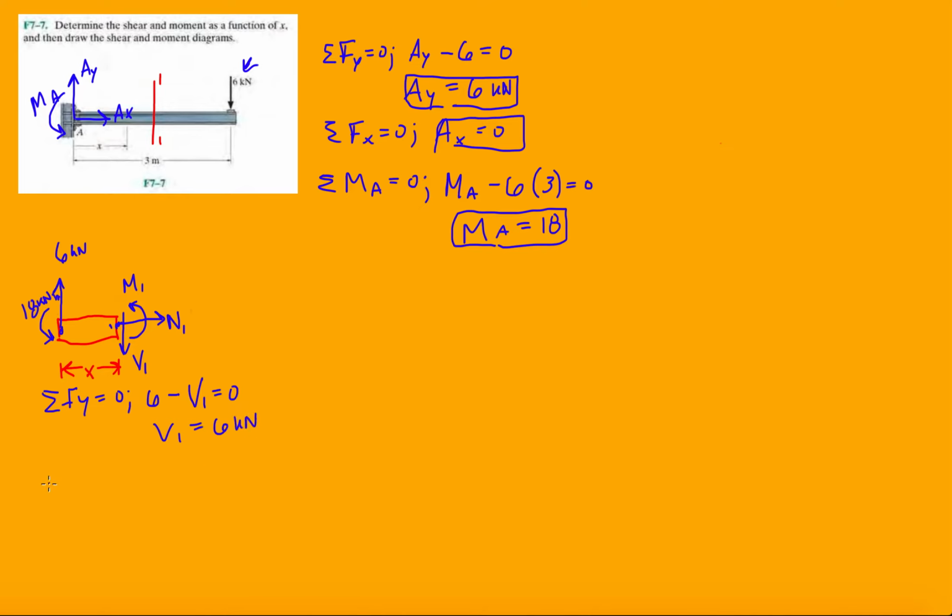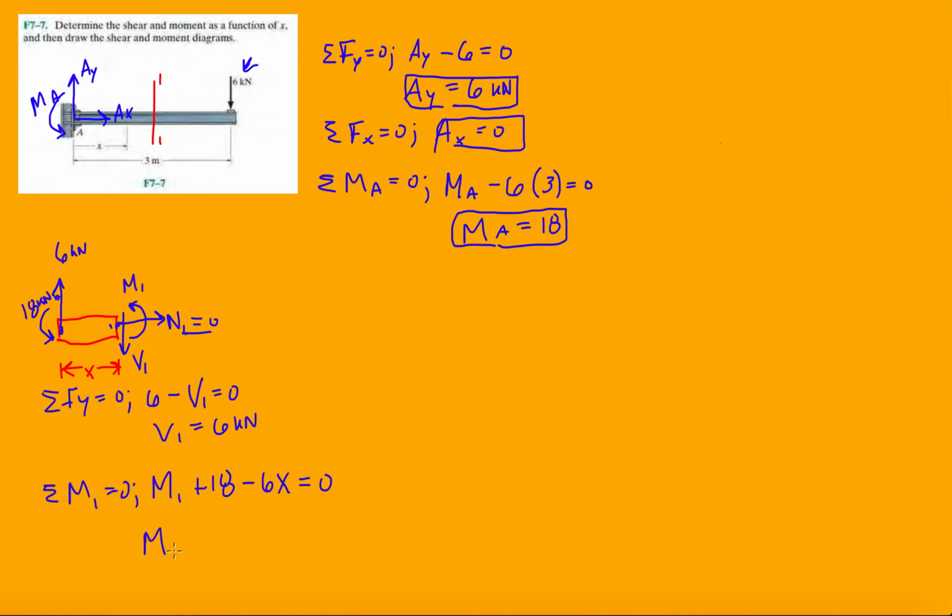All right, and then take a moment about point 1. Oh yeah, we know N1 is 0 because if you sum the forces in the X, N1 equals 0. Summing the moment about 1, I have M1 acting there, going counterclockwise. And then I have plus 18 from here. And then last but not least, I have a minus 6x. So those are all the moments at point 1.